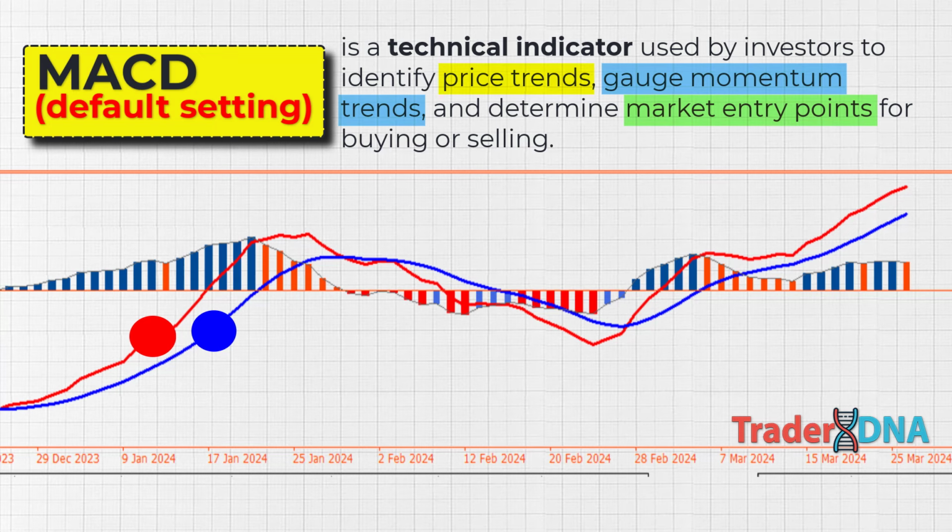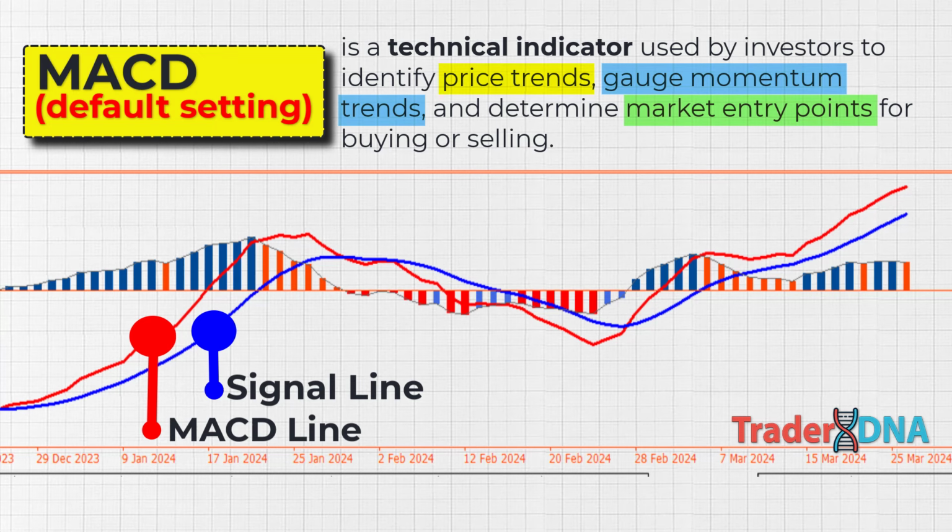The first component, the MACD line, represents the variance between 2 moving averages, typically the 12-period EMA and 26-period EMA. It's crucial to differentiate between MACD the indicator and MACD the line. The second component, the signal line, is the moving average of the MACD line, typically a 9-period EMA. In simpler terms, it's the moving average of the MACD. Consequently, the MACD line is considered the faster line, whereas the signal line is regarded as the slower line.